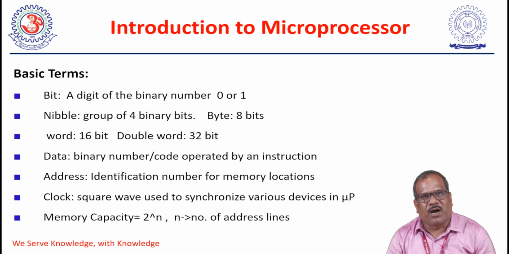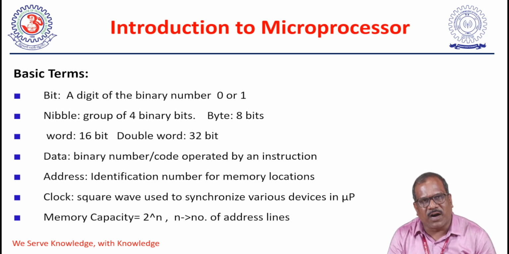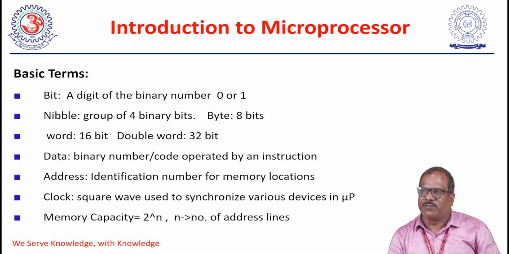Then data, address, and clock. Data is nothing but the binary code operated on by an instruction. Address is needed when we access memory; an identification number is required. With the help of the address, which is the identification number for a memory location. Clock is nothing but a square wave. A clock pulse is required for the microprocessor because it is a programmable IC. For all programmable ICs, a clock pulse is required. The required amount of clock pulse needs to be applied through the clock out pin to the microprocessor. Then only the microprocessor functions. Then we have various types of microprocessor.